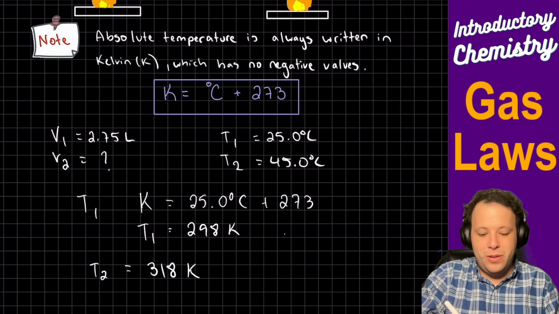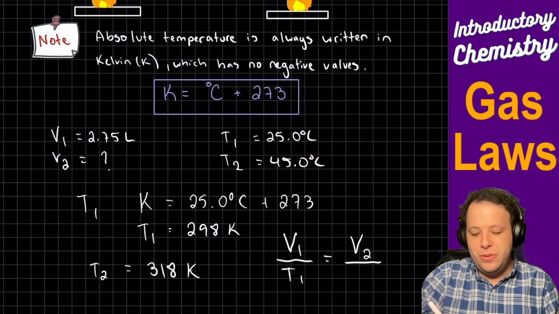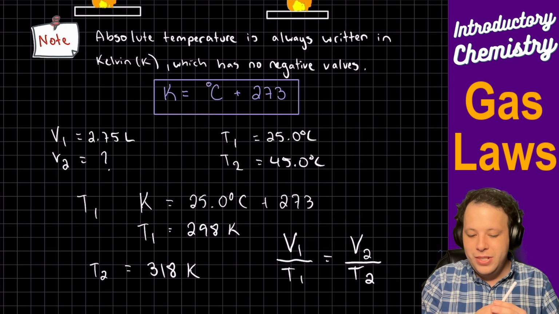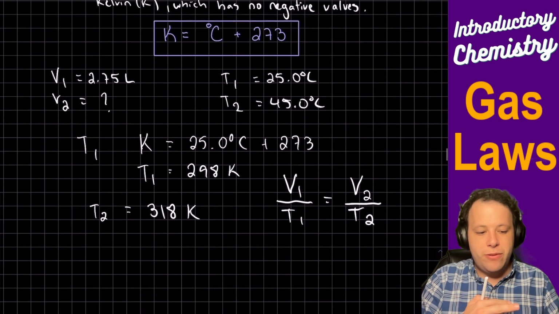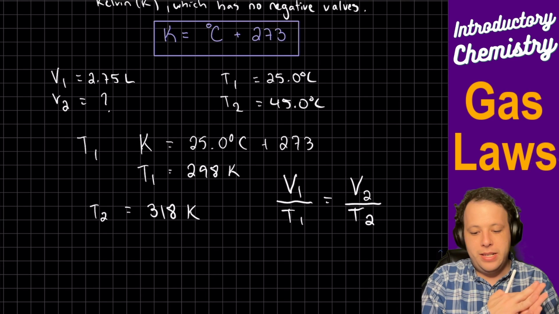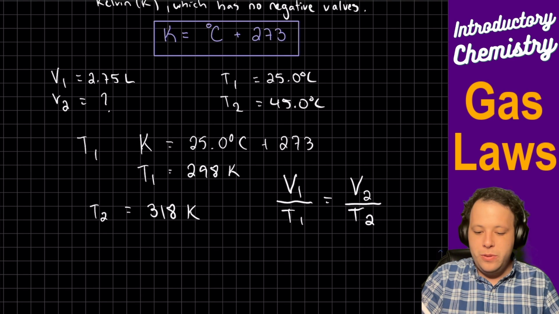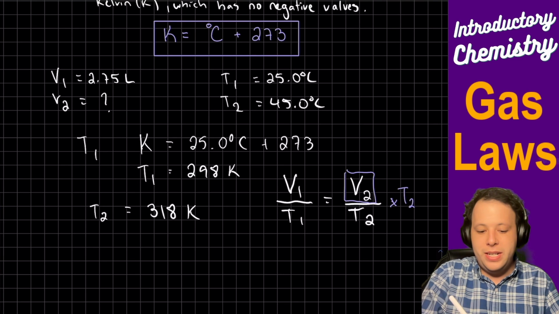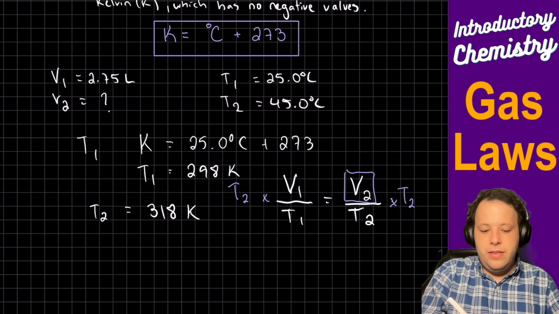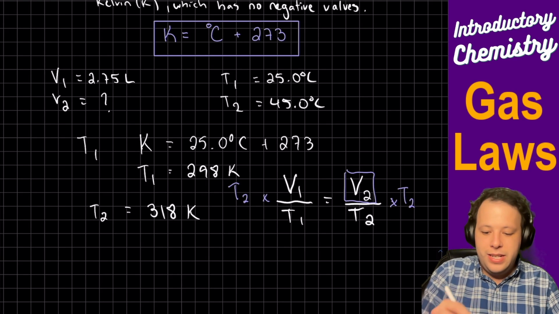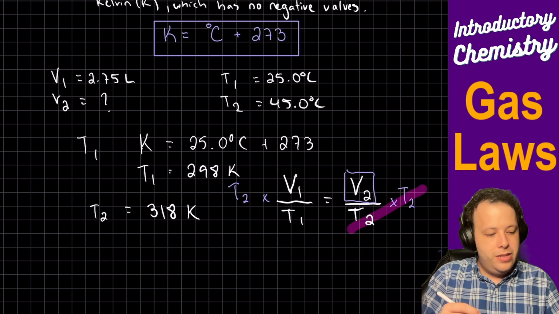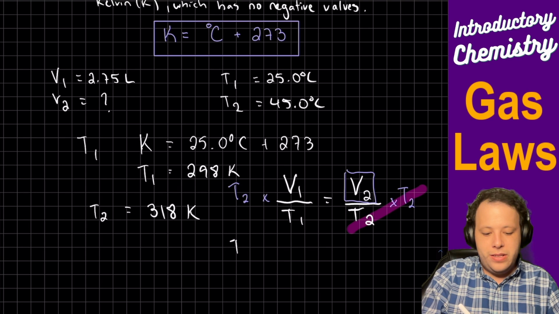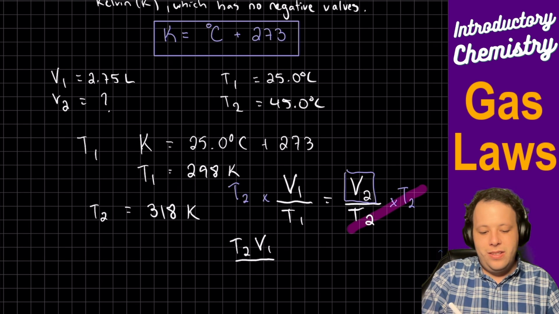All right, so now we can plug it into our equation. Our equation before was V1 over T1 is equal to V2 over T2. So what we're going to do is rearrange it to get V2 by itself. Being that we want to get this by itself, we can multiply both sides by T2. This is going to cause the T2s on the right-hand side to cancel, giving us a rearranged formula of this is equal to V2.